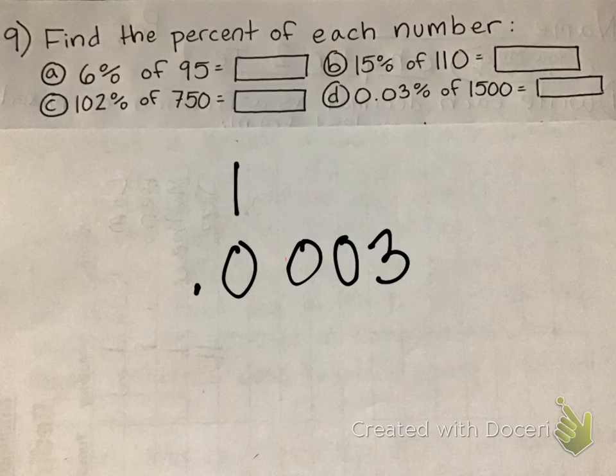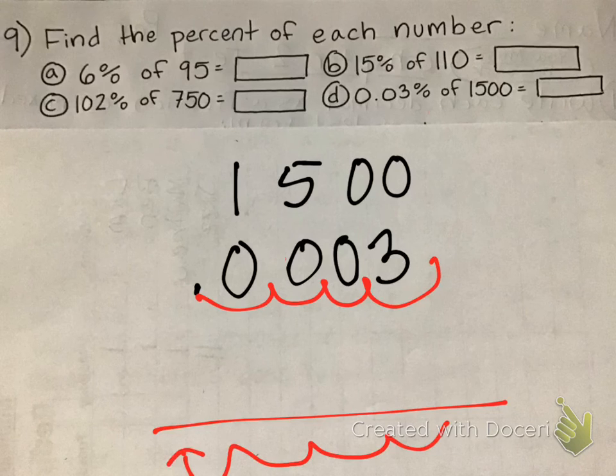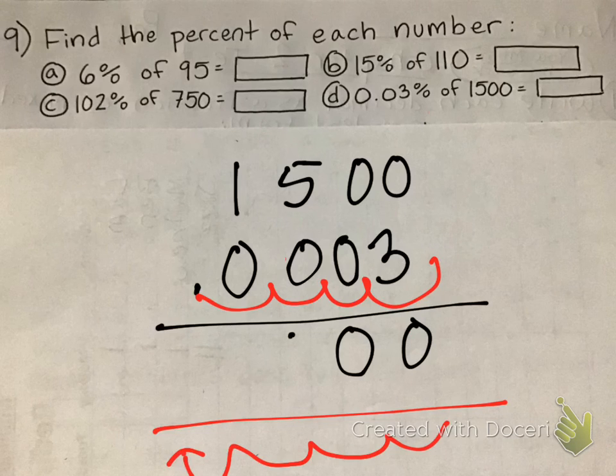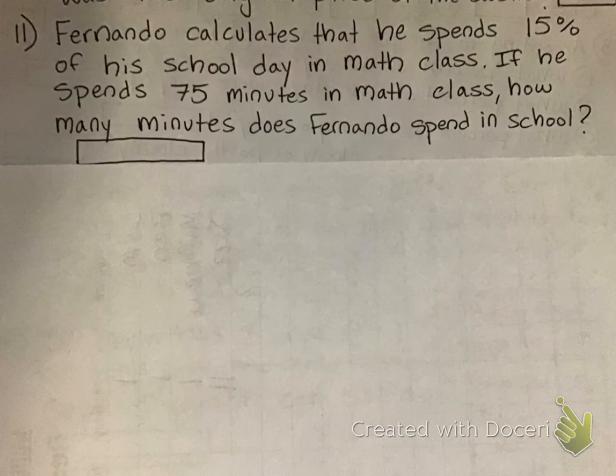0.0003. We're going to line that up with 1500. In the end, we move it 1, 2, 3, 4. So in the end, we're going to move it back 1, 2, 3, 4. Okay. This is easy. 3 times 0, we get 0. 3 times 0, 0. 3 times 5, 15. 3 times 1 is 3. We put a 4 there. We move it all the way back. We get 1, 2, 3, 4. Our answer is 0.45 or 45 hundredths.